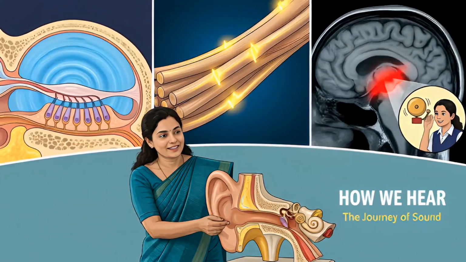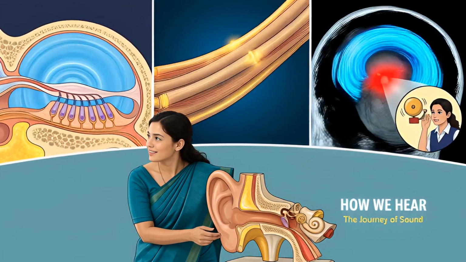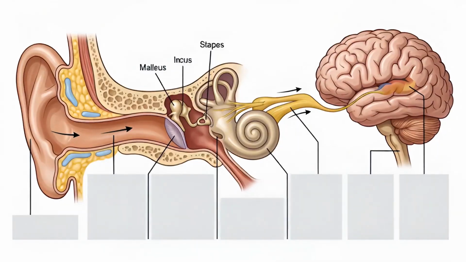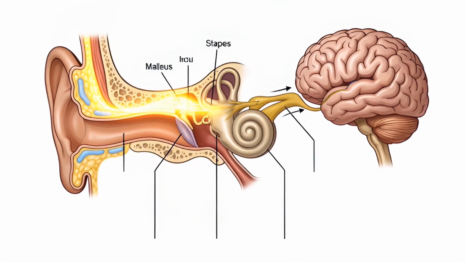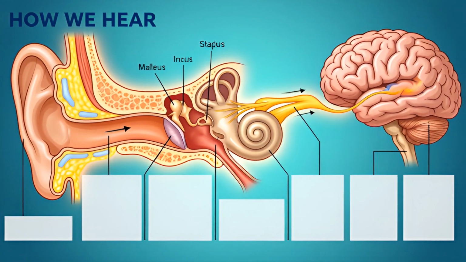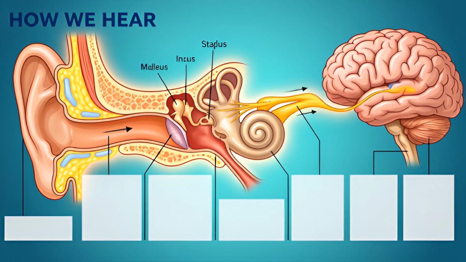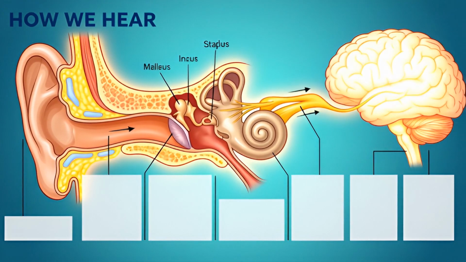Pinna, canal, tympanum, ossicles, oval window, cochlea, organ of Corti, auditory nerve to the brain. Vibrations become nerve impulses, and the brain identifies the sound. When the ear and brain work together, the experience of hearing is found.